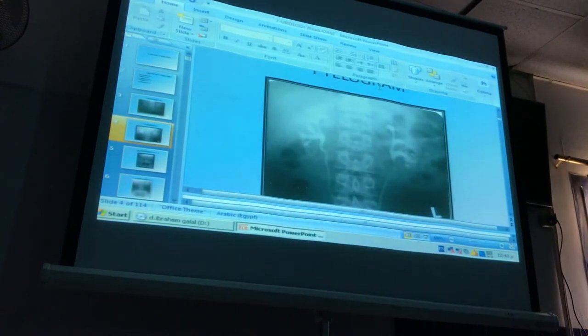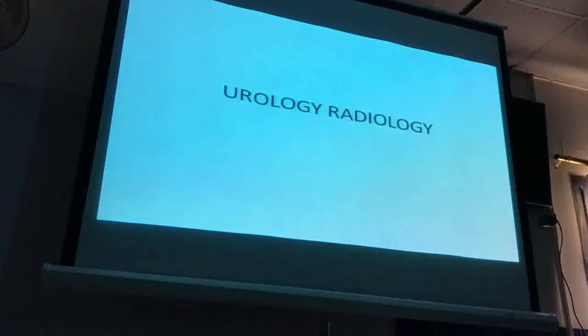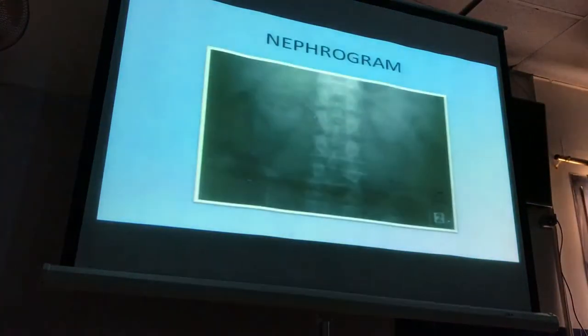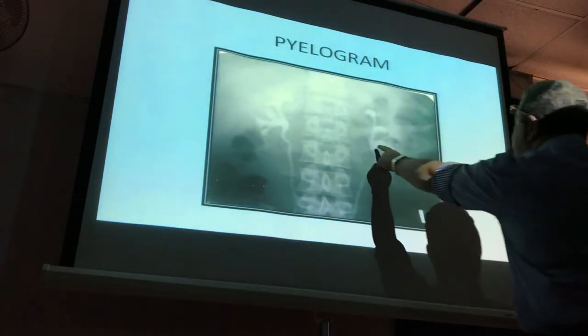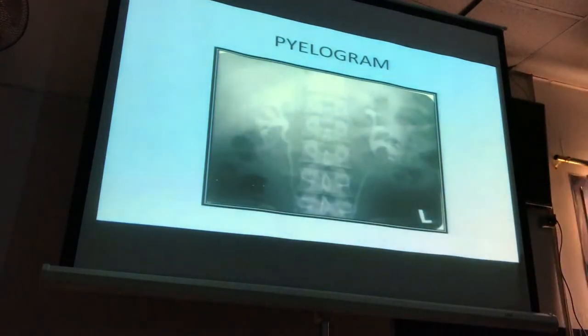This is an example of the so-called pyelogram. This is an X-ray with a contrast. It shows the bilateral pelvic caliceal system, right side and left side. It shows also the normal ureter. So you can see here the renal pelvis of either right and left side, so we term it pyelogram. This is the so-called intravenous pyelography.